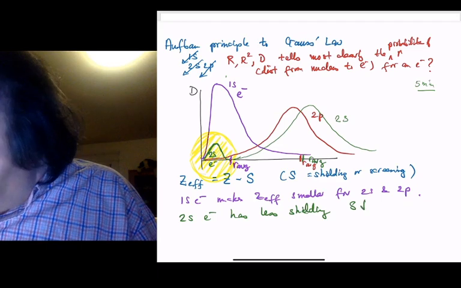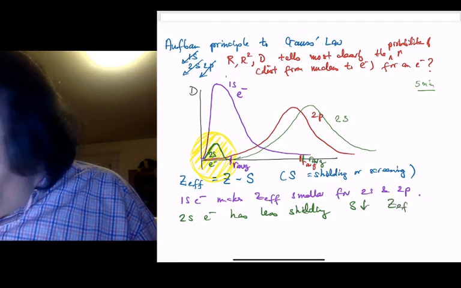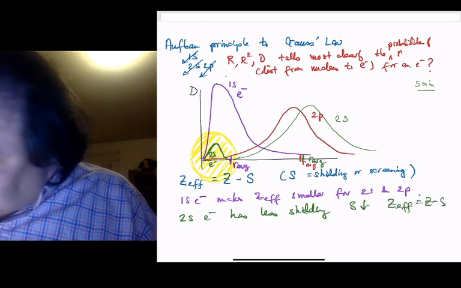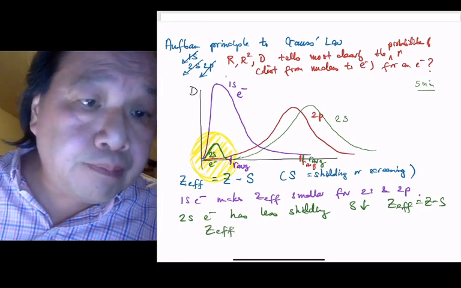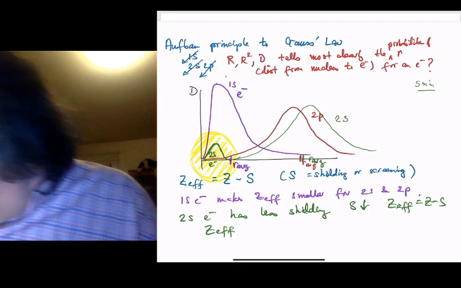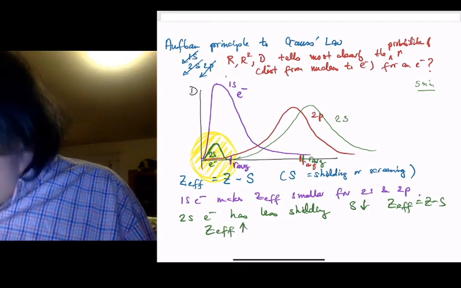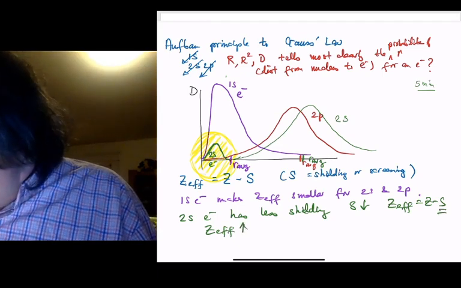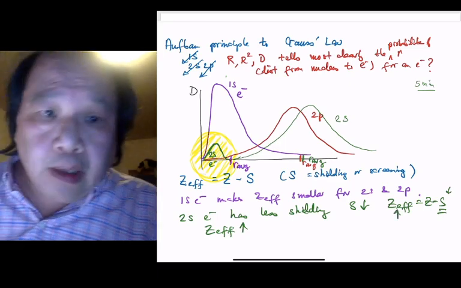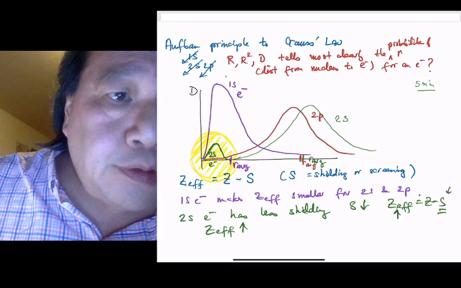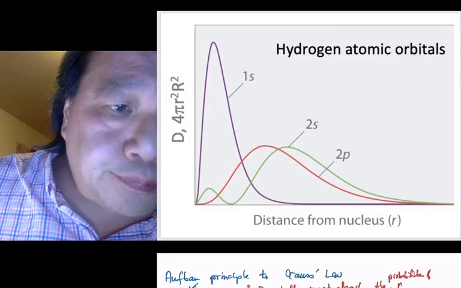When S is smaller, Z effective is Z minus S. Z effective is, put it in chat, bigger or smaller? It is bigger. When S is smaller, this goes down. That's a minus sign. This one goes up. And therefore, that's the Aufbau principle.